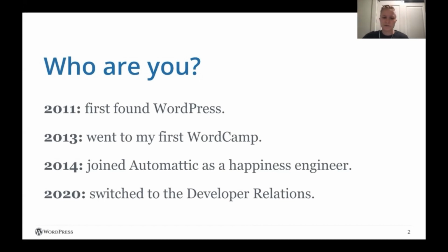For now, here's some quick fun facts about my journey into WordPress so you can know me a bit better. I first found WordPress in 2011 when I was in college. I worked on the university's multi-site, which was really a neat experience. In 2013, I went to my first WordCamp in Raleigh, North Carolina. In 2014, I joined Automatic as a happiness engineer. I focused first on WordPress and later on Jetpack. And in April 2020, as if not too much was going on, just a pandemic, I switched into the developer relations wrangler position where I currently work.